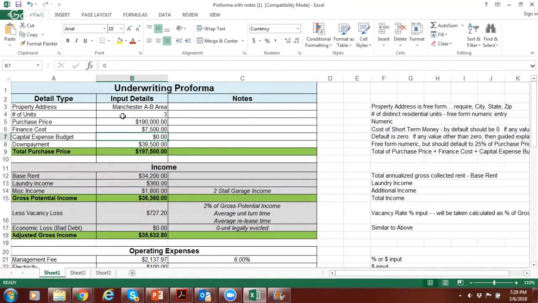So in this case, for the purposes of illustration, we've just kept that at 0. This is your down payment that the bank is going to require you to put down on this building. So your total purchase price is $197,000.